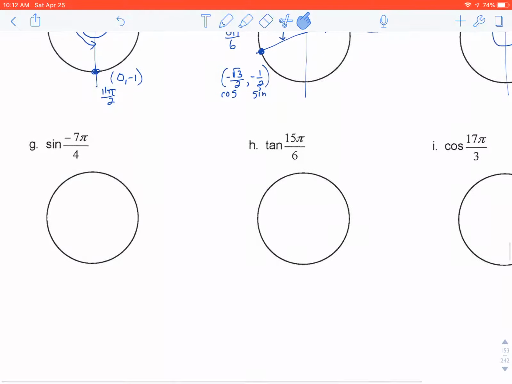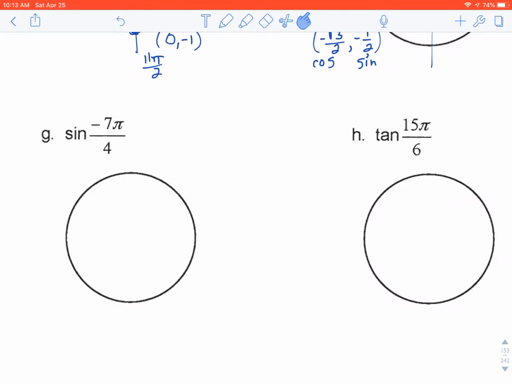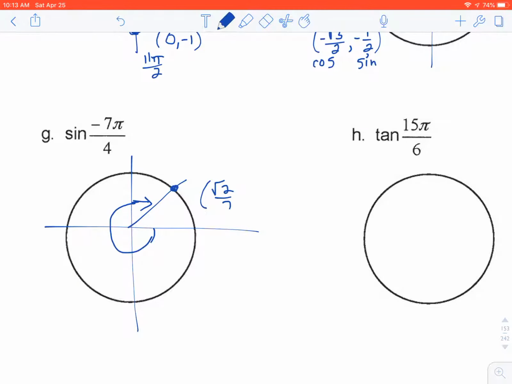Letter G, the sine of negative 7 pi over 4. Another negative, so we're going this way. So your negative 7 pi over 4 is here. We're finding the exact value of a family of 4. We're in quadrant 1, so our ordered pair, which makes it easy when it's family of 4, is square root 2 over 2, square root 2 over 2. Again, both positive. So the sine of negative 7 pi over 4 is square root 2 over 2.